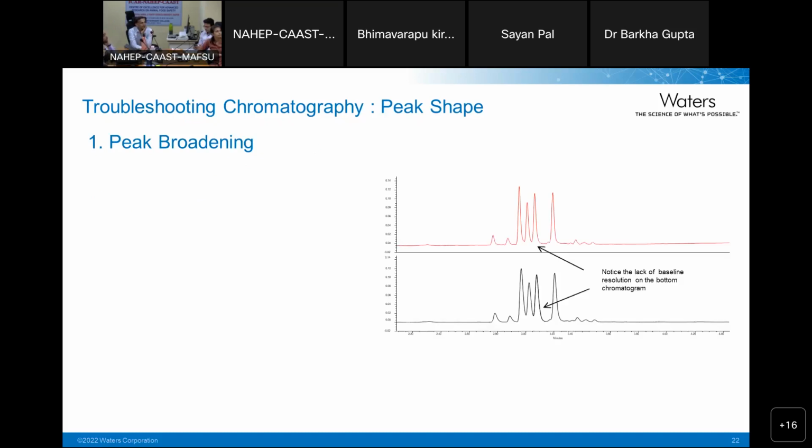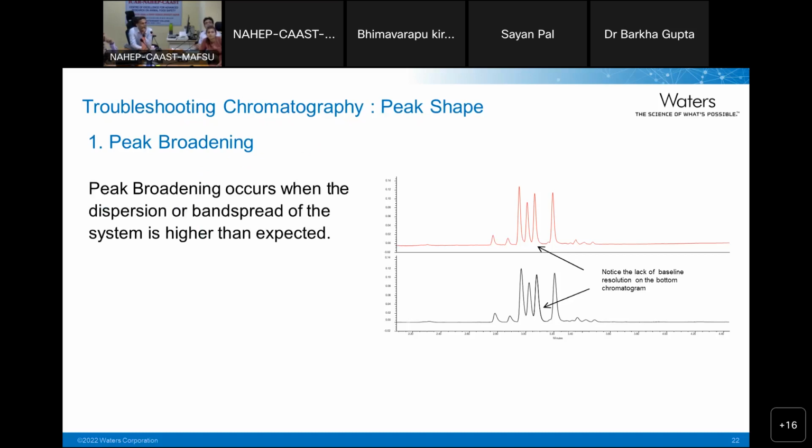First is peak broadening. If you see, there is a comparison of a good chromatogram and a bad chromatogram. The bottom one has a peak broadening issue wherein the resolution of each peak has not gone to the baseline. So this can be a common problem. Peak broadening occurs when the dispersion or the band spread of the system is higher than expected. The peak eluting from the column is not coming out as a narrow band, it is spreading out in the column. So what could be the reason?